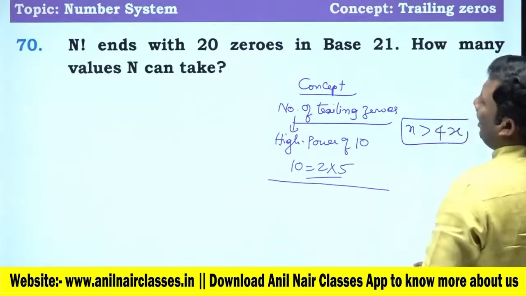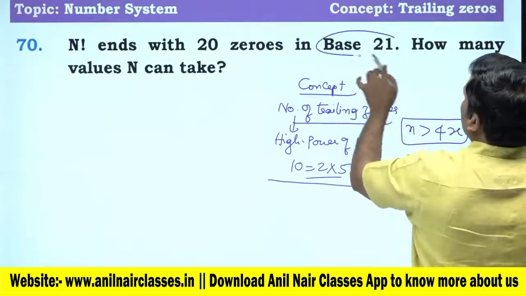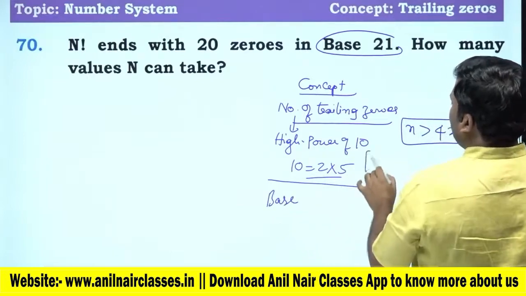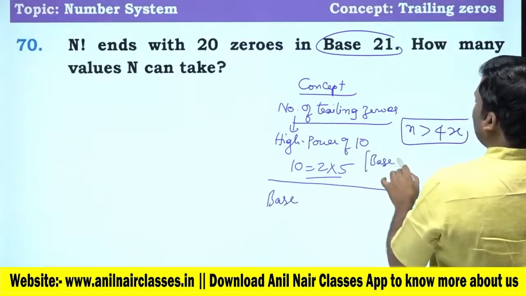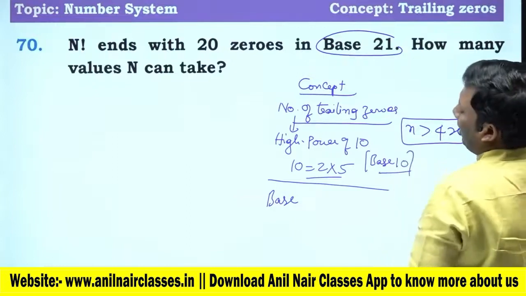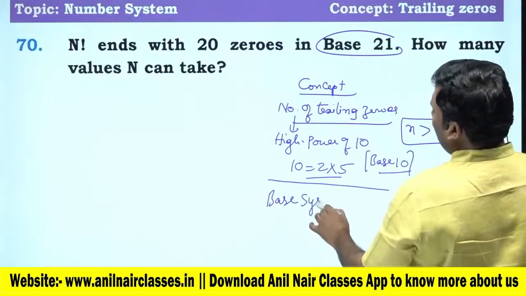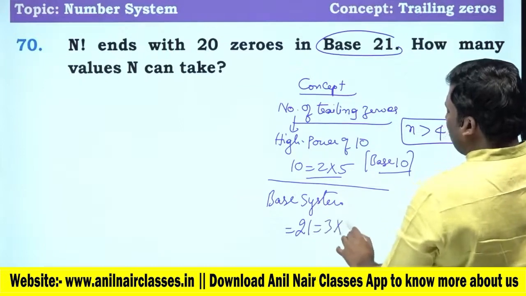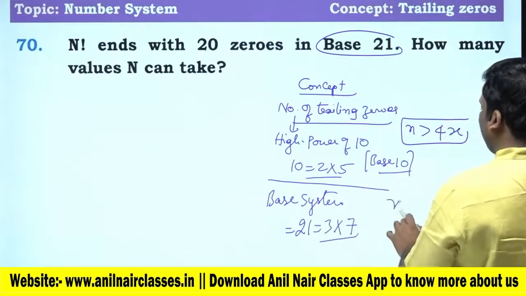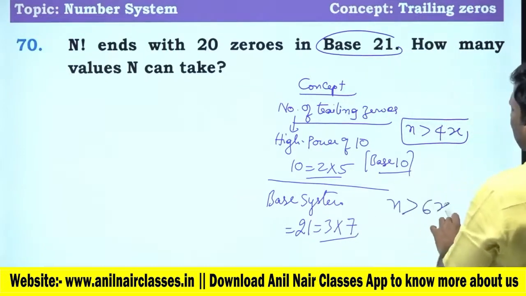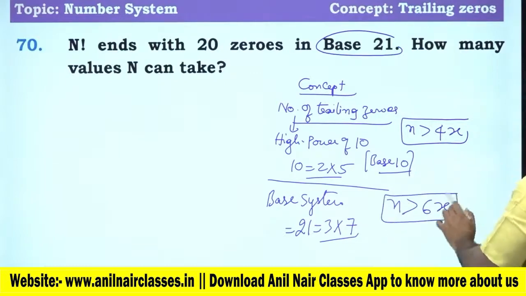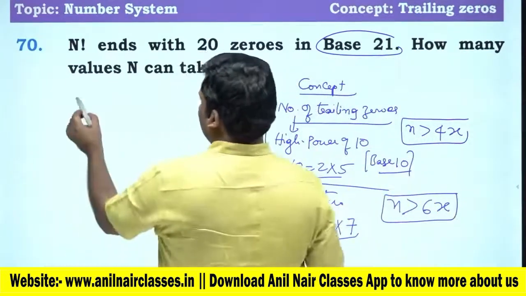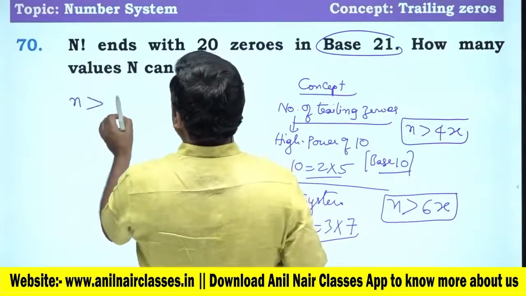N factorial ends with 20 zeros in base 21. In base system 10, I took 2 and 5. In base system 21, it is 3 into 7. So 3's are more compared to 7's. So the relationship is n is greater than 6x.